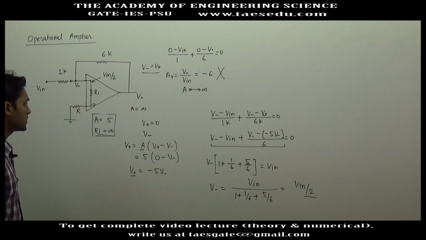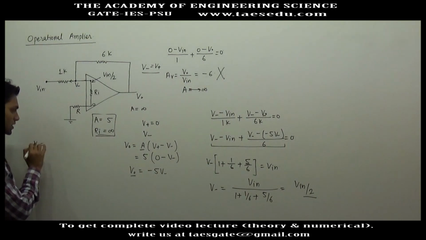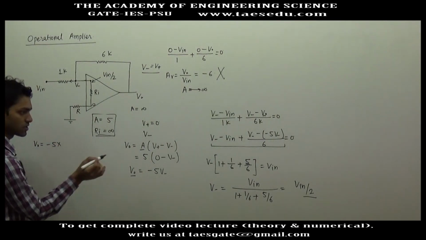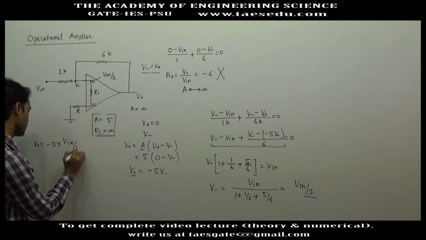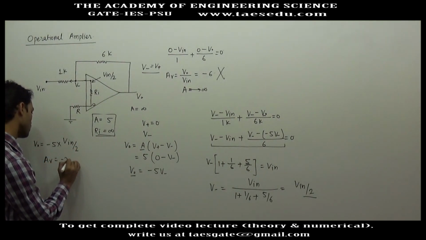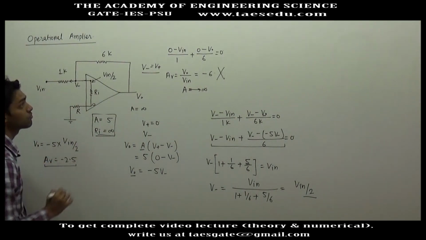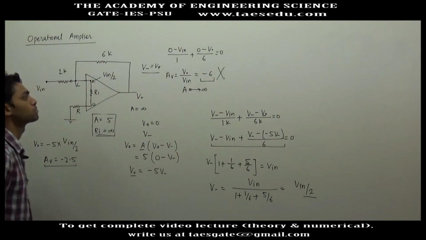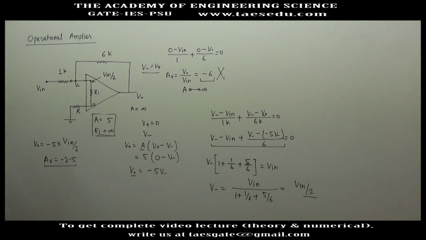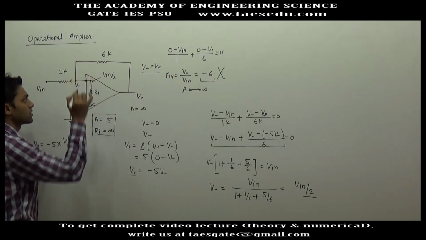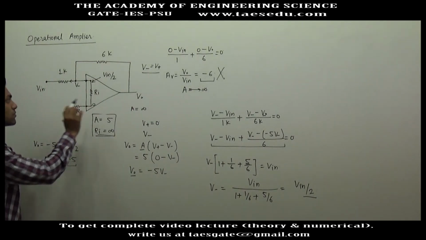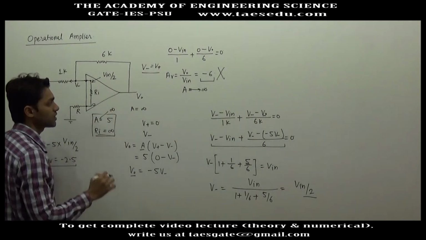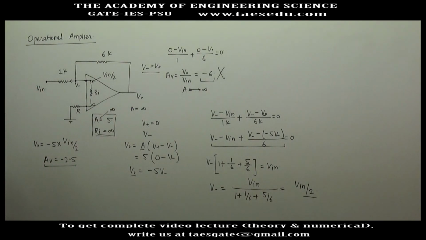What will be the output voltage? The output voltage is minus 5 into V minus. What is V minus? V input by 2. So here the gain will be minus 2.5. And what gain were you expecting? You were expecting minus 6. So while equating these two voltages, you have to take care that the op-amp should be ideal, meaning the gain should be infinity, and it must be connected as negative feedback.